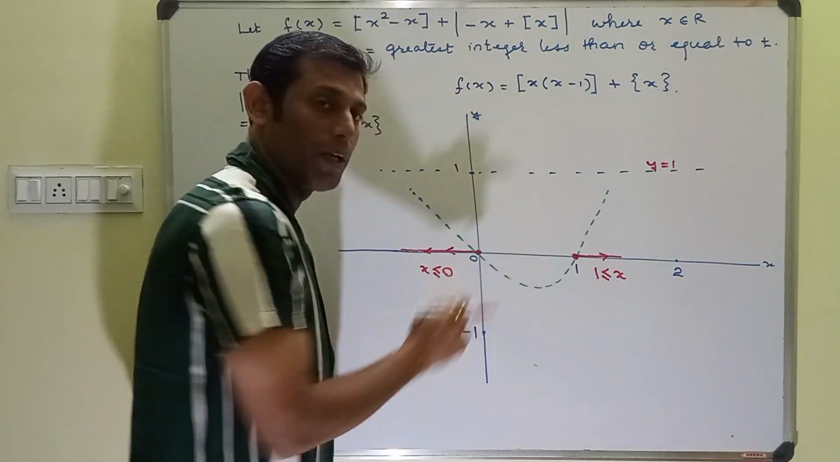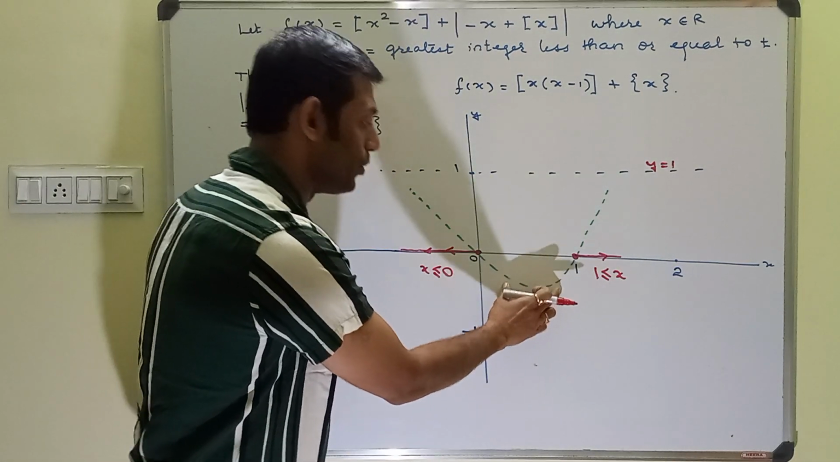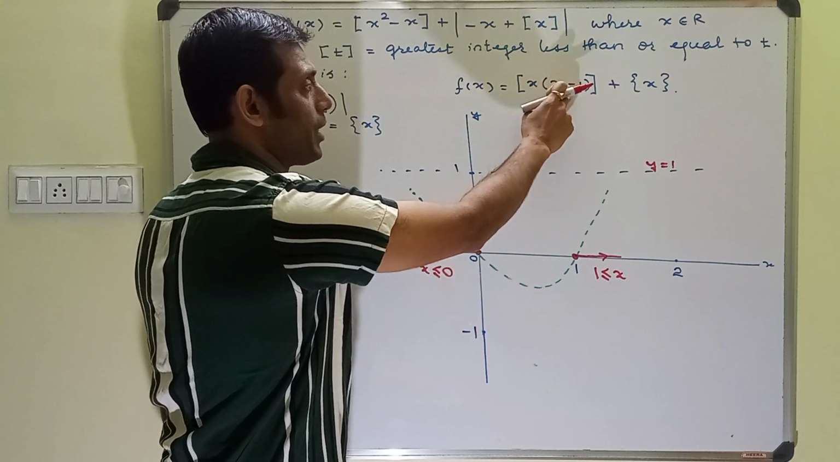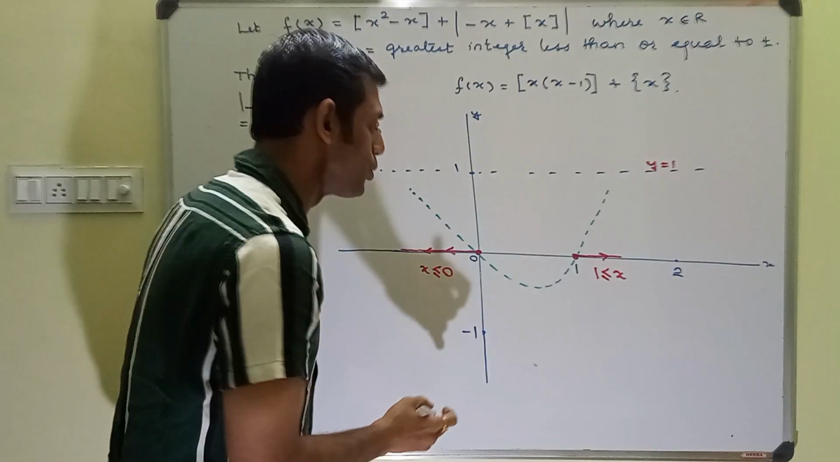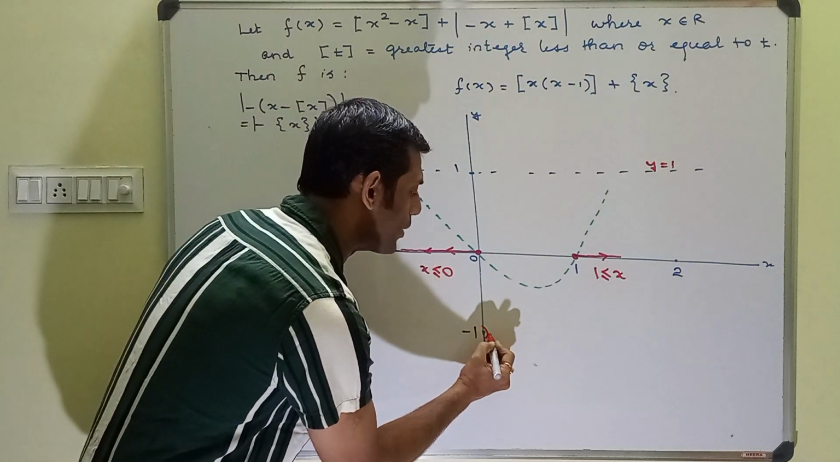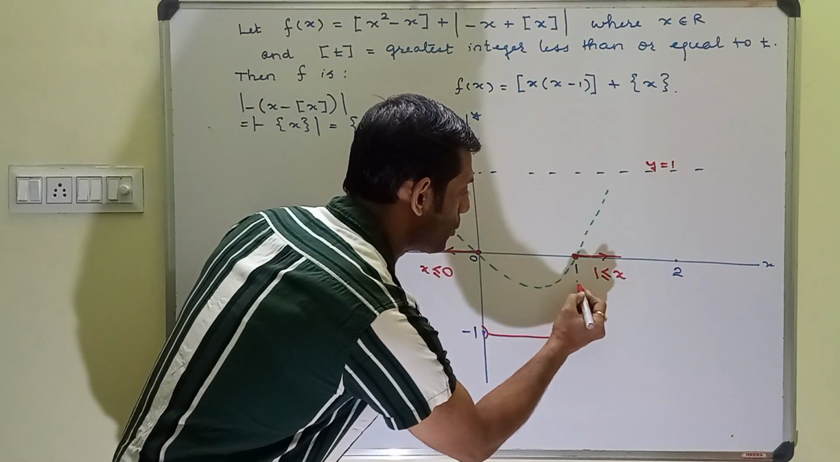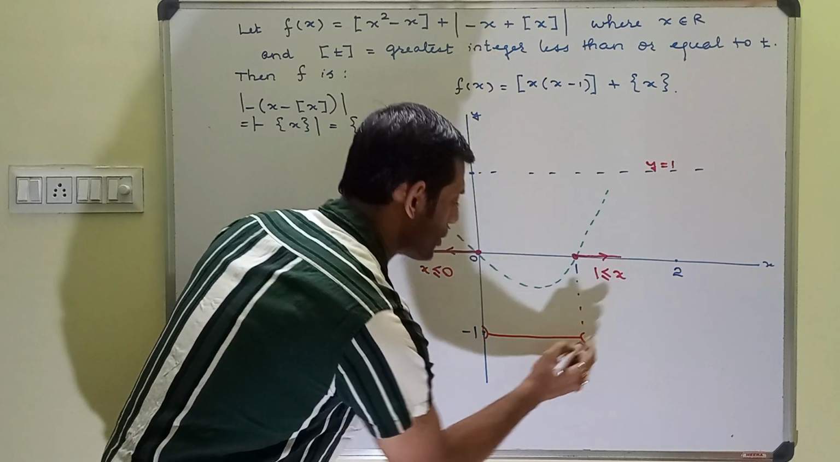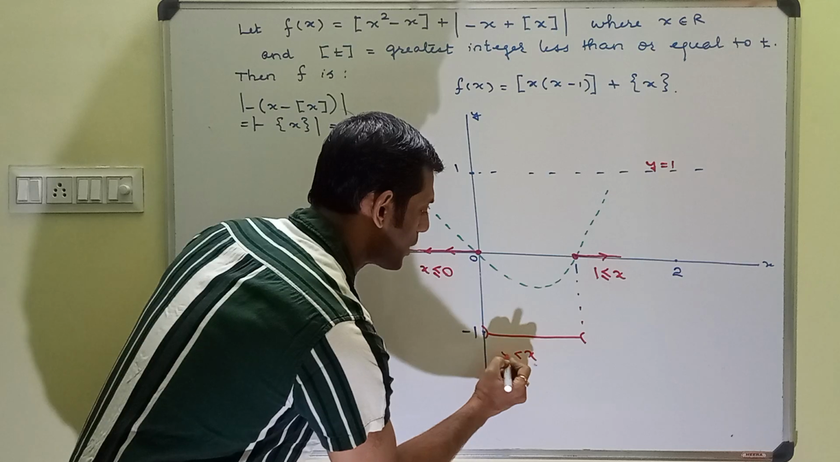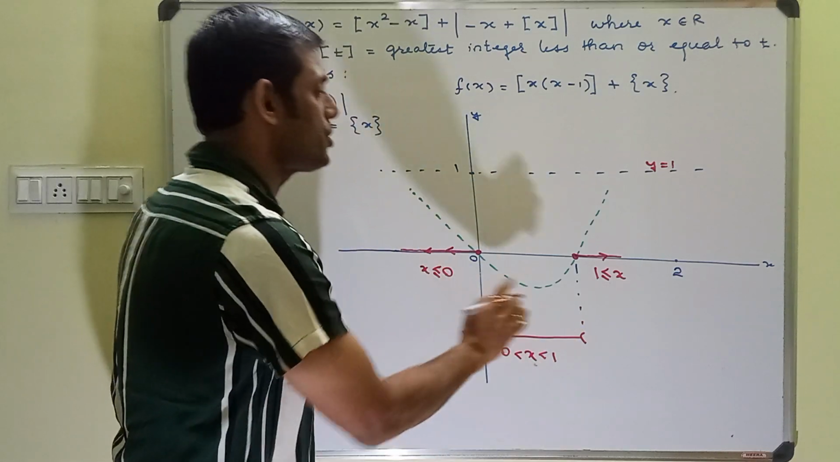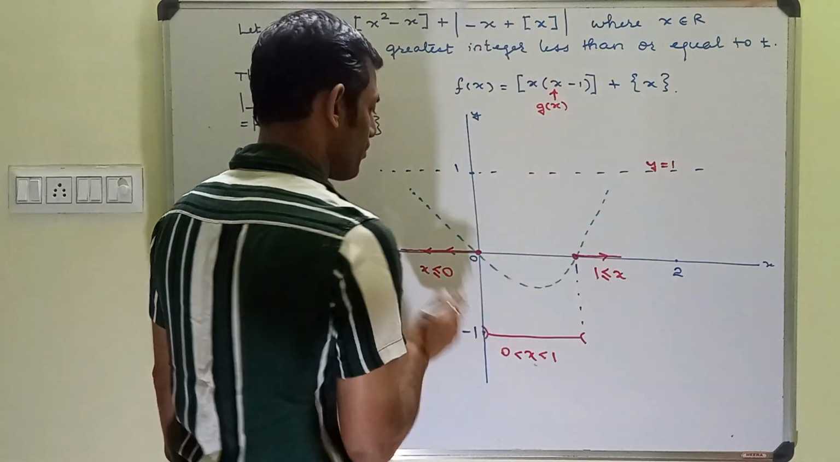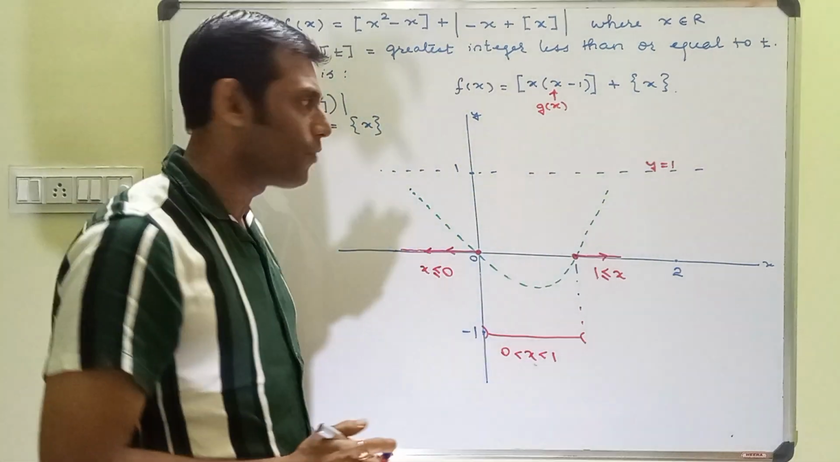What about in between? In between, this is a negative value, and obviously the minimum value is at half, and this is half into minus half, minus 1 by 4. Box value is going to be minus 1. Open-ended from here, it is going to remain till this point open-ended, and it is going to finish. That means this is valid for x greater than 0 and less than 1. This is the graph of, let's say, g of x.